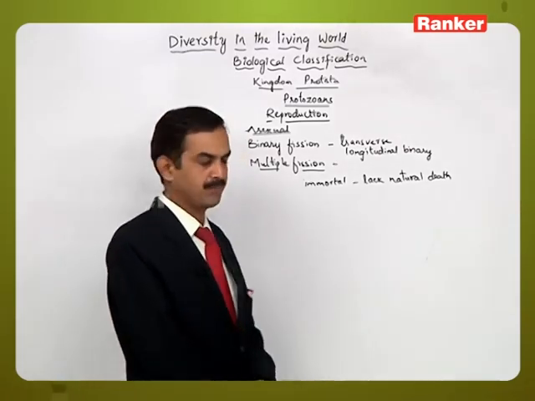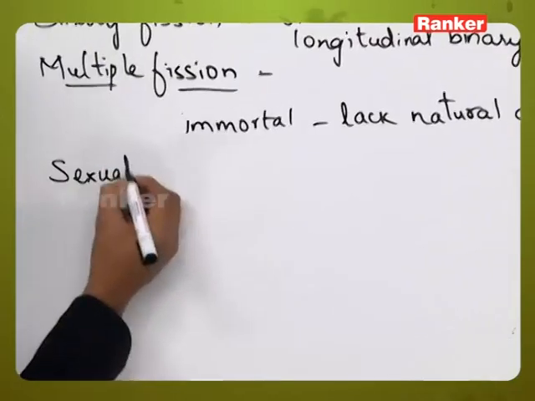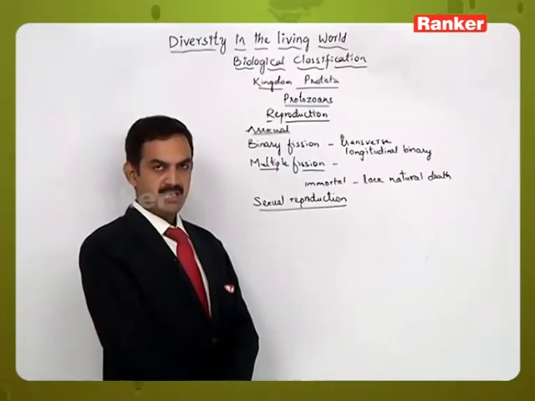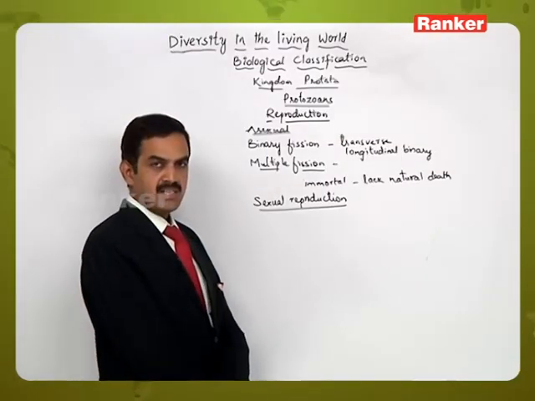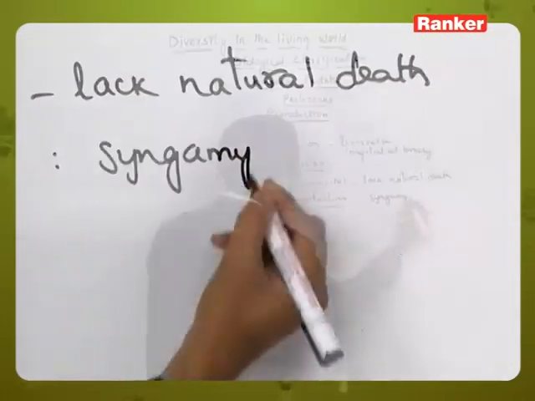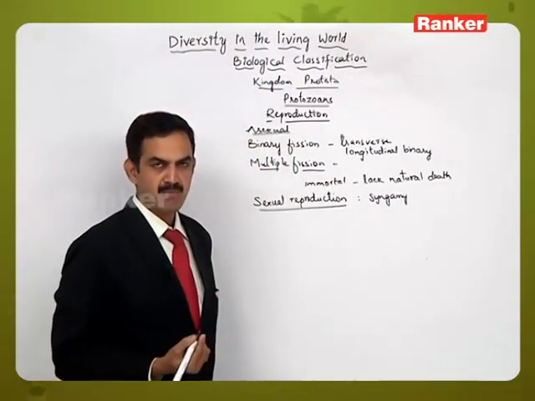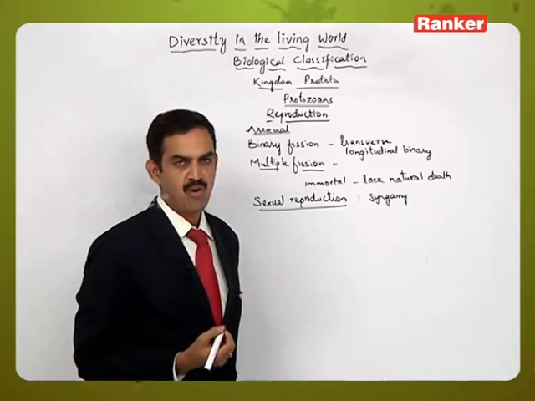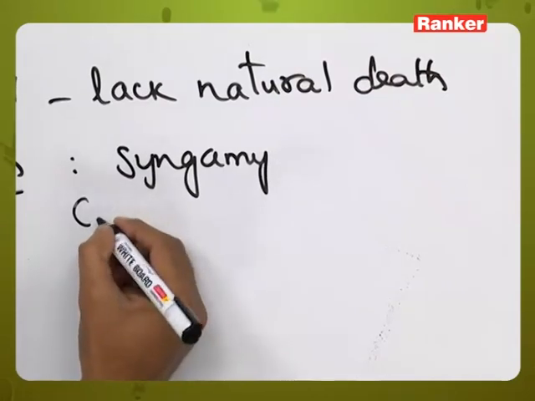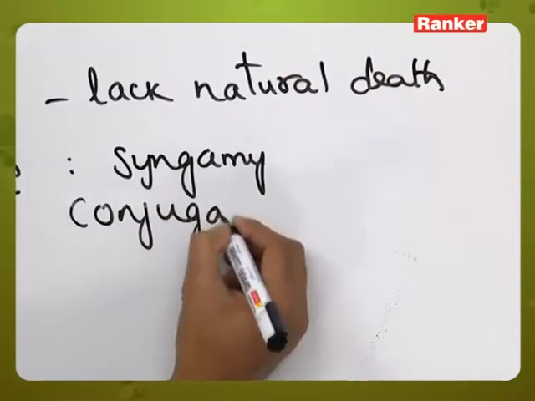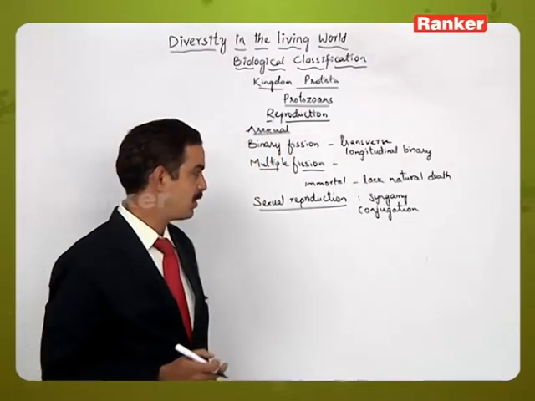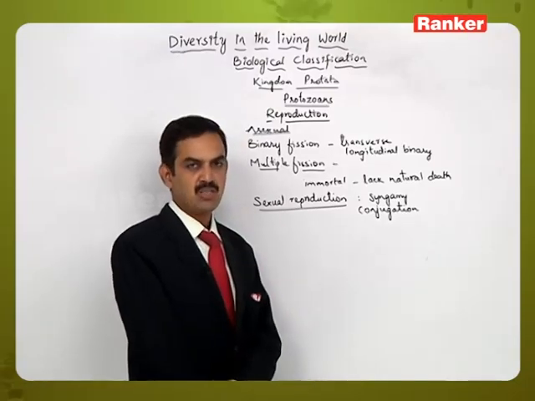two daughter organisms. Then the next method of reproduction is sexual reproduction. Here, as in other organisms, they show the syngamy process. Syngamy means the fusion of gametes. Both male and female gametes are produced, and both will fuse to form the zygote. Or it occurs by the conjugation process. So two methods of sexual reproduction are possible: one by syngamy, the other by the conjugation process.